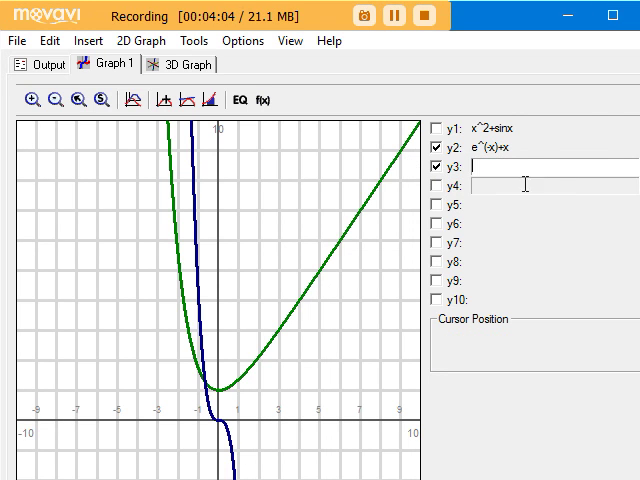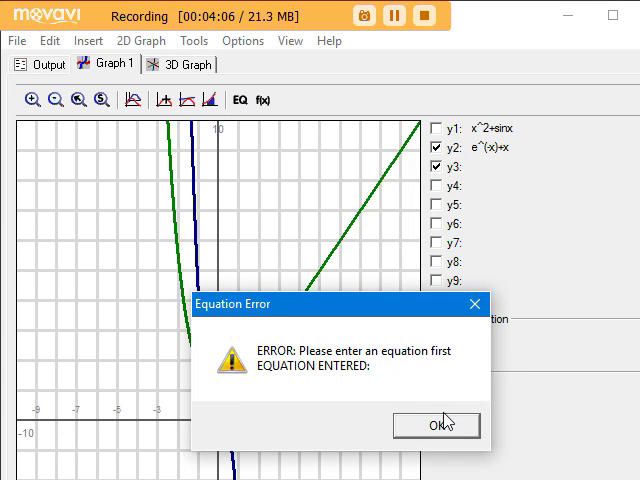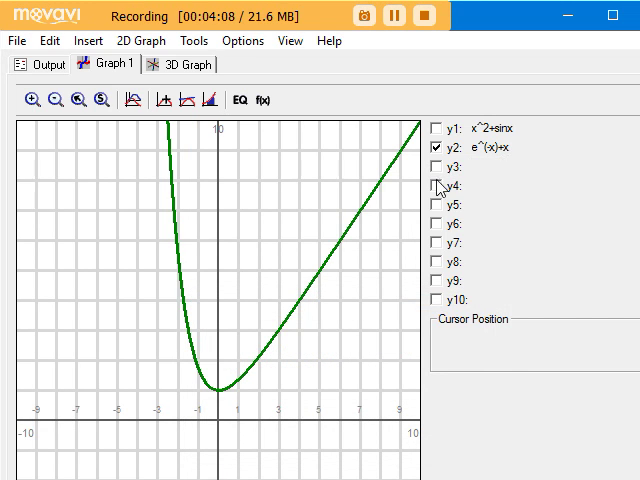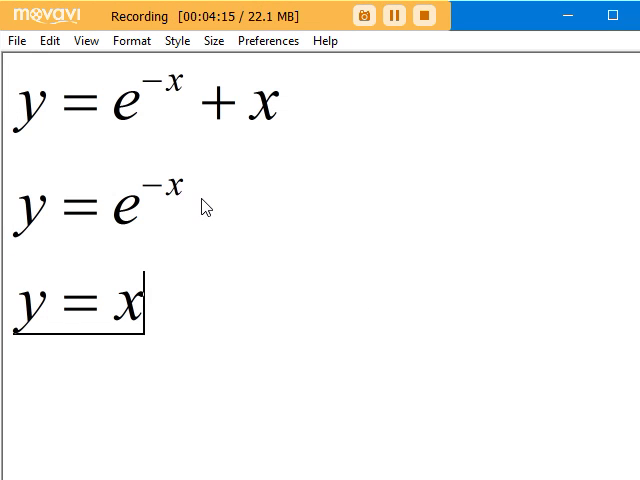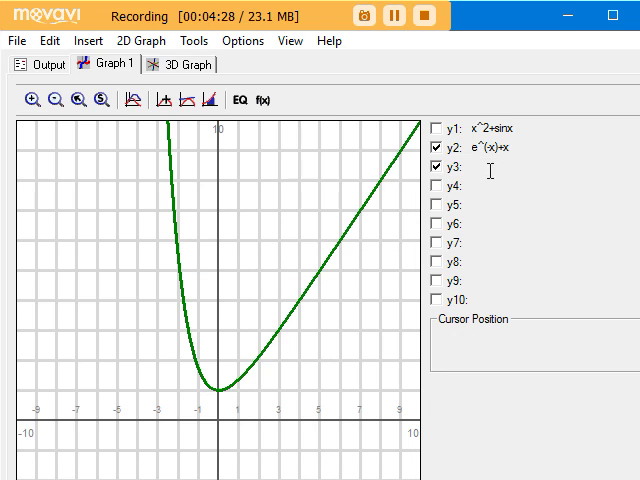is, and let me get rid of that, is we are going to type in one part of the function at a time. And by one part at a time, what I mean is we're going to type in the first part, e to the negative x, we're going to type that in as one of our y equals. We're going to take the second part, the x, type that in for another part of our y equals. So we're going to do that right here, e to the negative x. And it's going to be in blue.